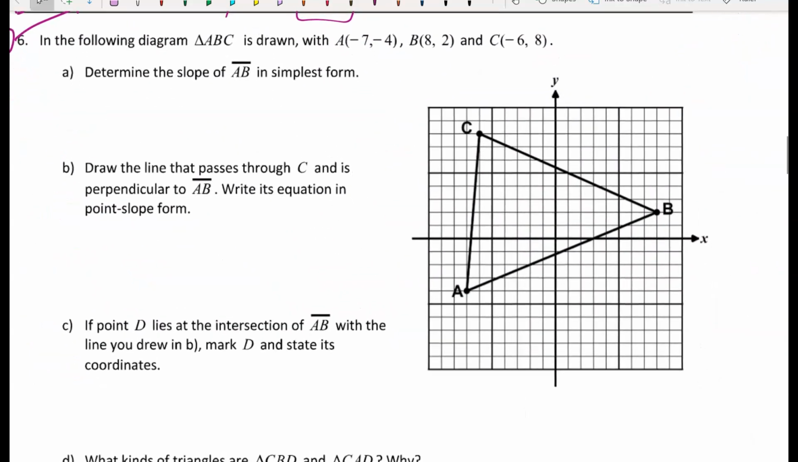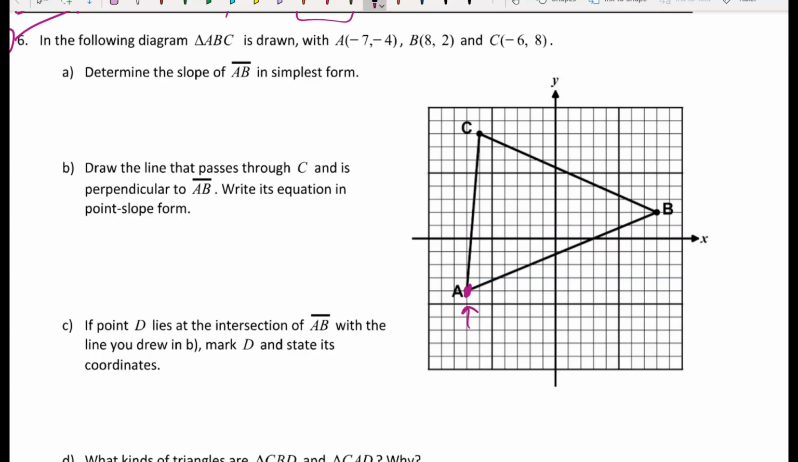Number 6. In the following diagram, triangle ABC is drawn. With those coordinates, determine the slope of AB in simplest form. Well, remember, if I'm finding the slope of any line segment, I could see how far I change in the y-axis and how far I change in the x, but I always like to pick points that are a little bit closer just so I don't have to reduce my slope later on.